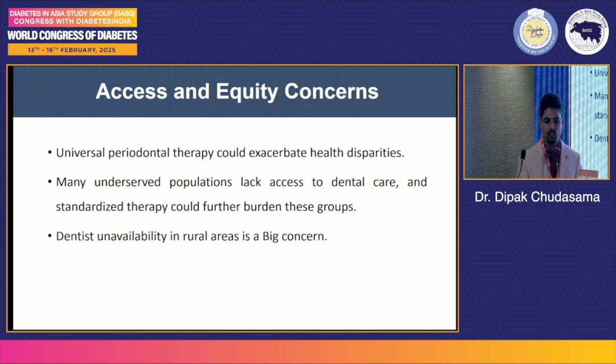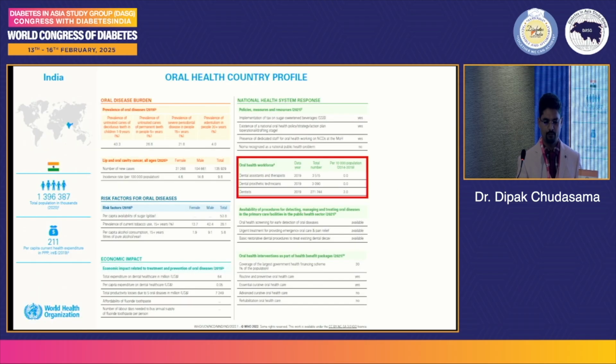Universal periodontal therapy should be accessible, but health disparity exists. Many underserved populations lack access to dental care, and standardized therapy could further burden these groups. Dentist unavailability in rural areas is a big concern. If we make it a part of the standard care of treatment in type 2 diabetes, where is the availability of dentists in rural areas, at the taluka level or beyond?